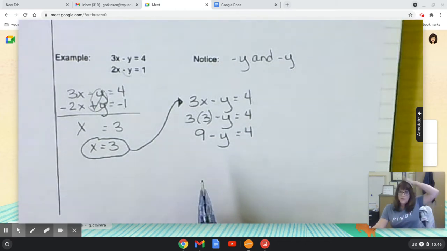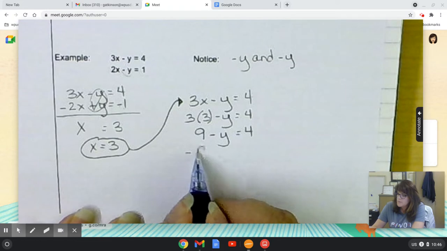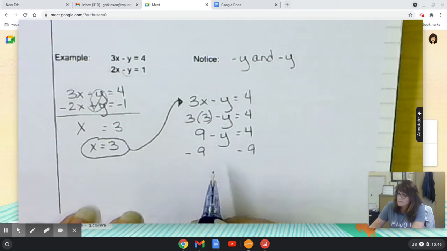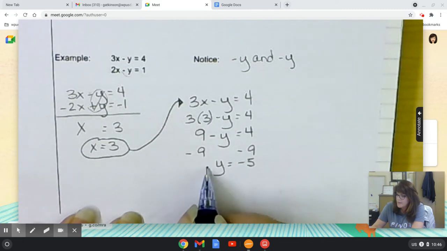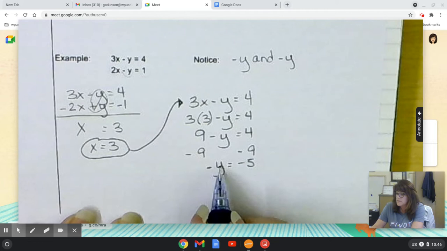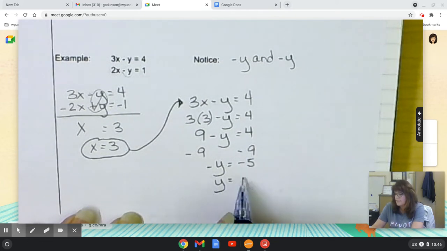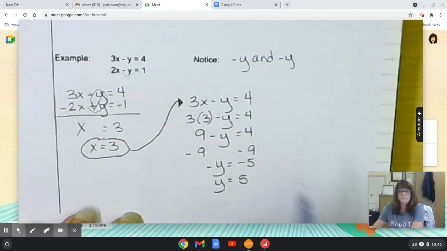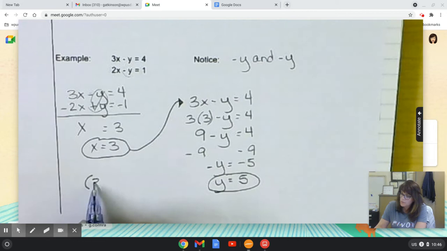Now, most of us already know what y is in our head, but let's prove it. Subtract 9 on both sides. Negative y equals negative 5. That happens to so many of us. Well, if negative y equals negative 5, then y equals 5. And then we write our solution, 3, 5.